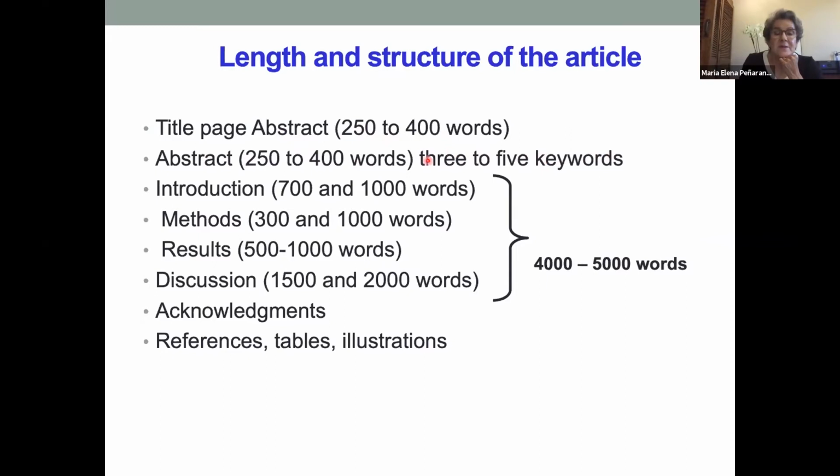The abstract is going to be indexed separate from your article, and it should have keywords. It should have the important information. It's a mini article, and we'll talk about it later. And it has to have the keywords. It does not have references. The references, the reader will have to go to the article. Introduction, 700 to 1,000 words. The shorter, the better. 700 words will be better, 800.